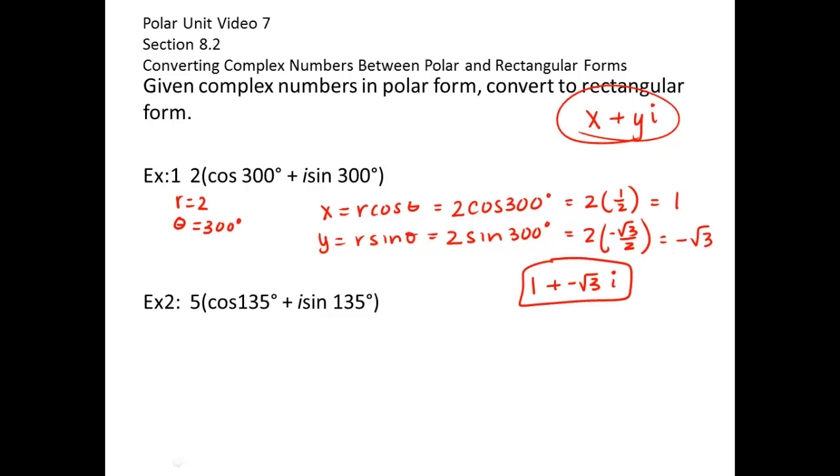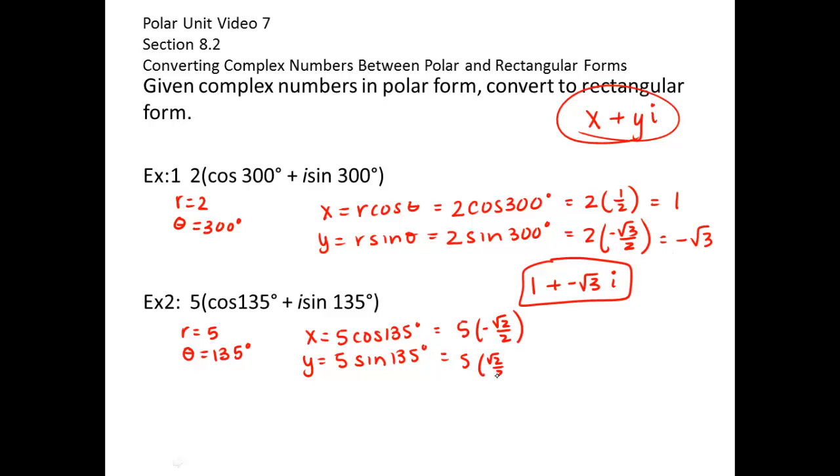Let's try it again with the 5 cis 135, or 5 cosine 135 plus i sine 135. My r value is 5 and my theta value is 135 degrees. So x will equal 5 times the cosine of 135 degrees and y will equal 5 times the sine of 135 degrees. So let's go ahead and calculate that. This is in the second quadrant where my cosine is negative, so I have 5 times negative root 2 over 2 and 5 times positive root 2 over 2.